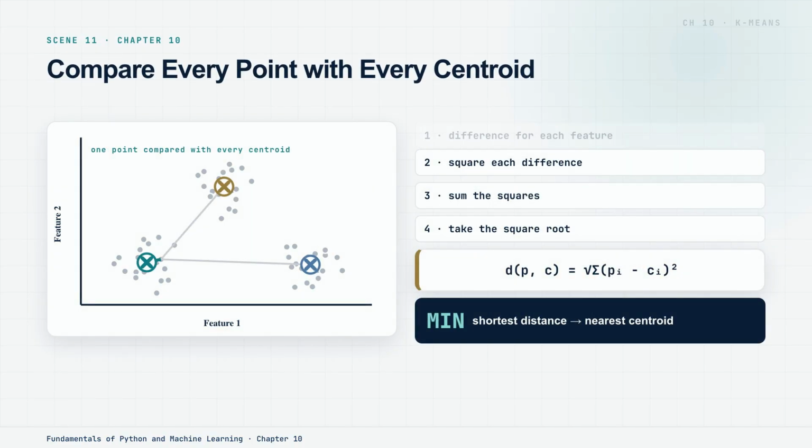For every observation, K-means measures the distance to each centroid. Euclidean distance is commonly used. For each feature, subtract the centroid coordinate from the observation coordinate, square those differences, add them together, and take the square root. The shortest distance identifies the closest centroid because distance controls assignment. The feature scales can strongly affect the result. We will address scaling before fitting the practical model.